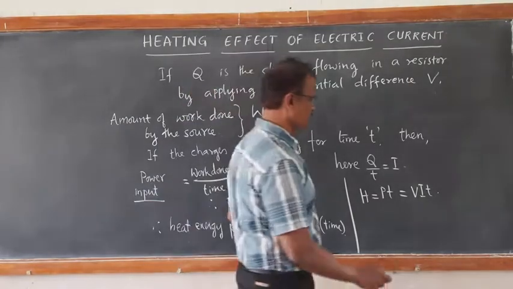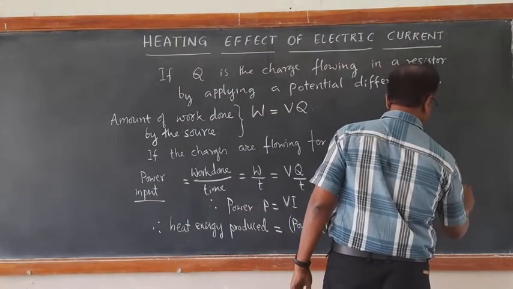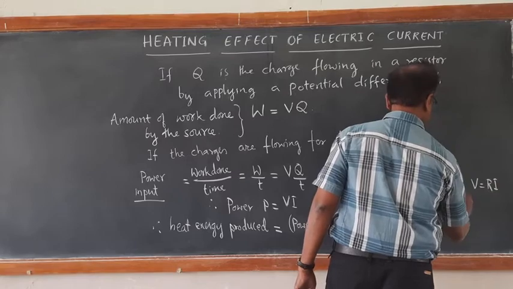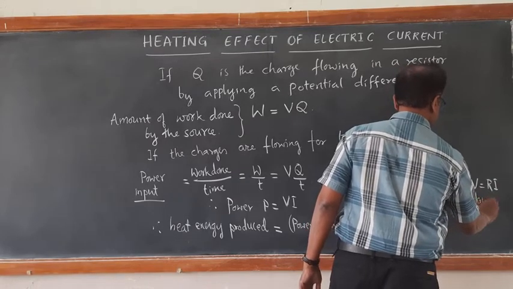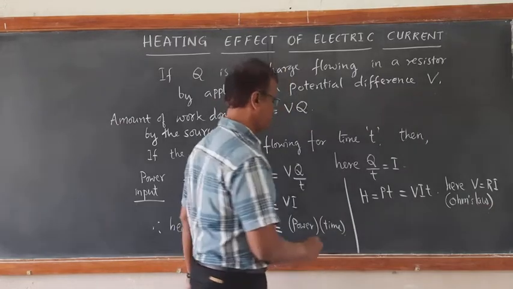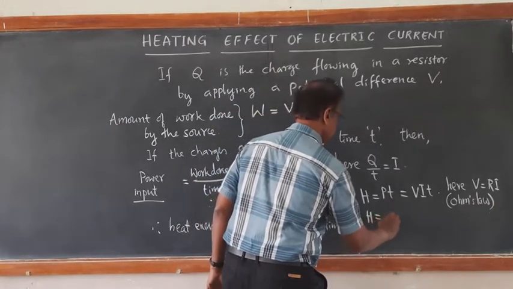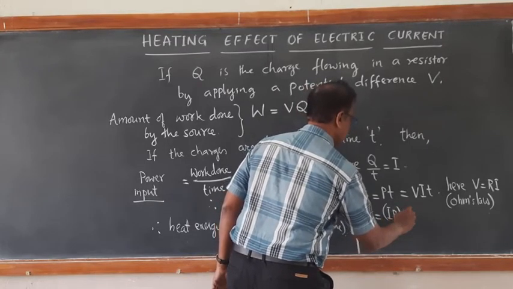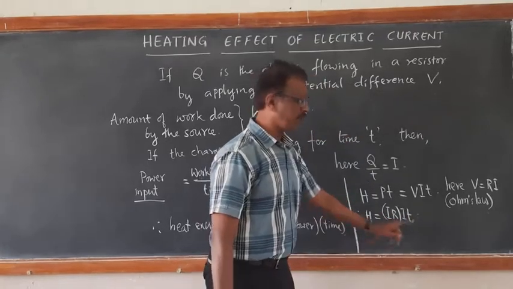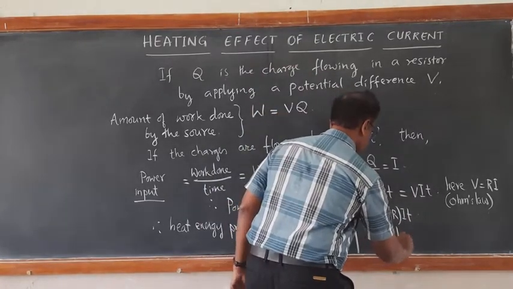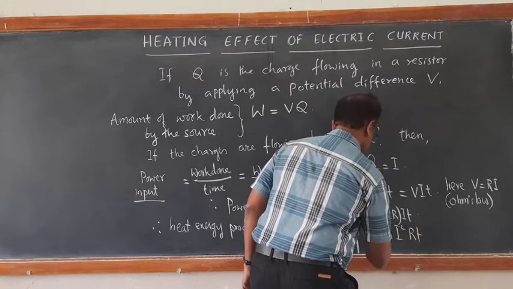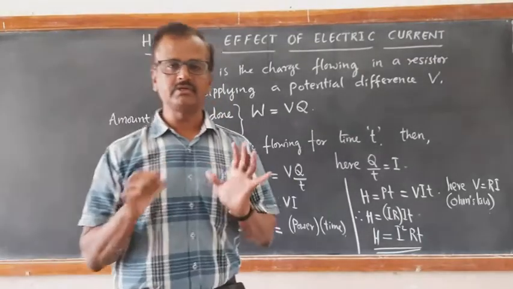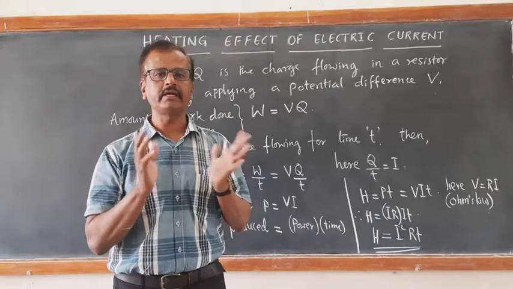But using Ohm's law, what is V? Here, V is equal to RI, Ohm's law. If you substitute this, we get heat energy H is equal to V, substitute V, IR into I into T. So I becomes I square. Thus it becomes I square RT. This is the heat that is produced in a circuit consisting of resistors alone, like a heater or electric iron.